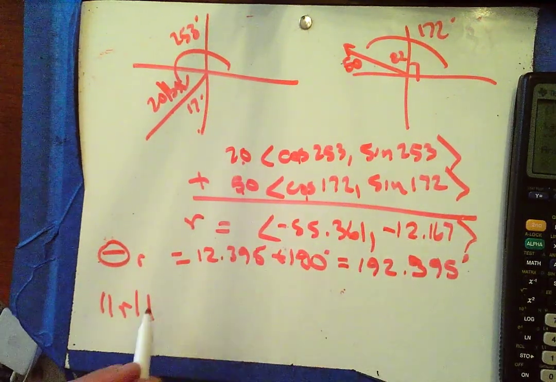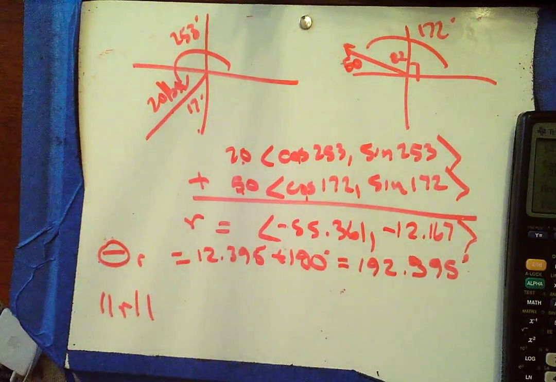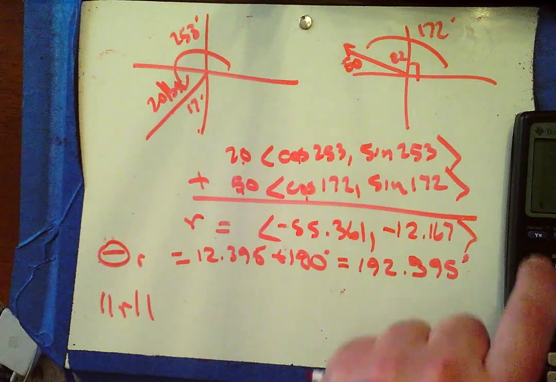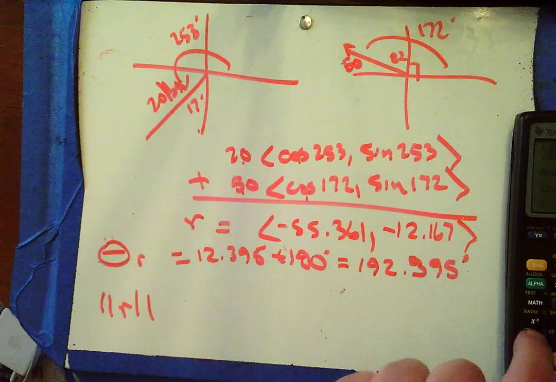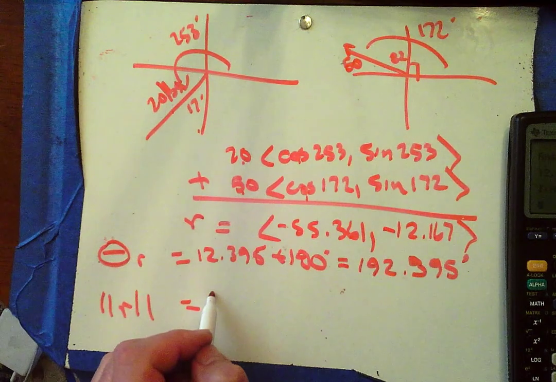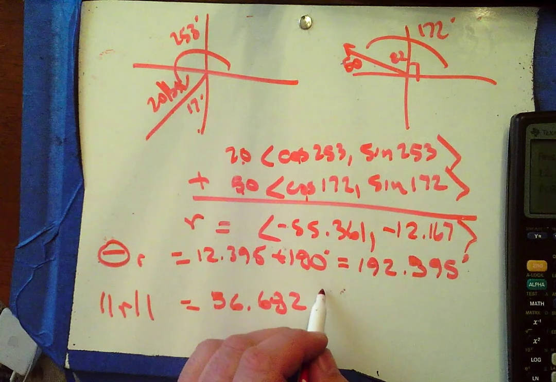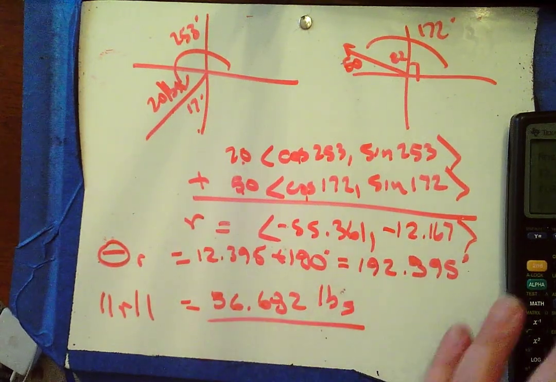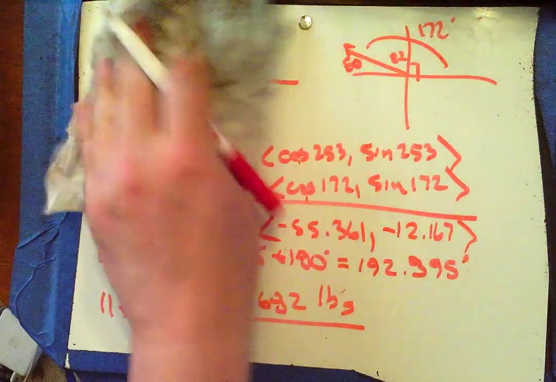192.395 degrees. And the magnitude of r, when I use the Pythagorean theorem on this, negative 12.167 squared plus negative 55.361 squared. Don't forget to take the square root of that answer, and I get 56.682. And I think those are pounds. Those are pounds. Okay, that was problem 15. And we've got one more like that, 16.